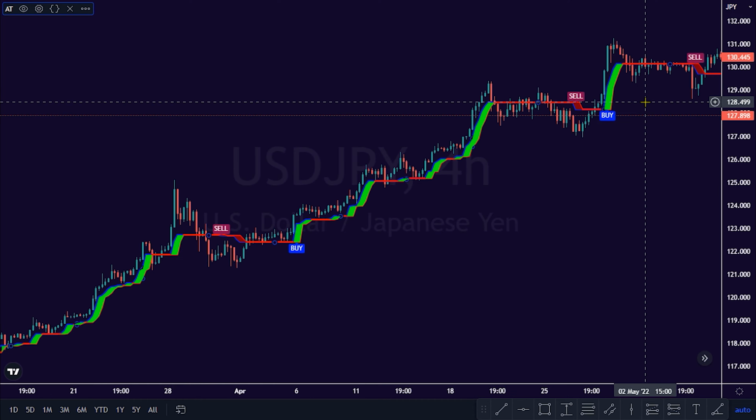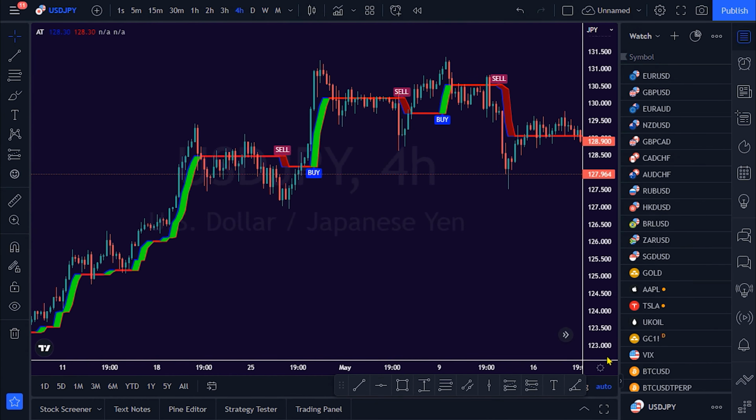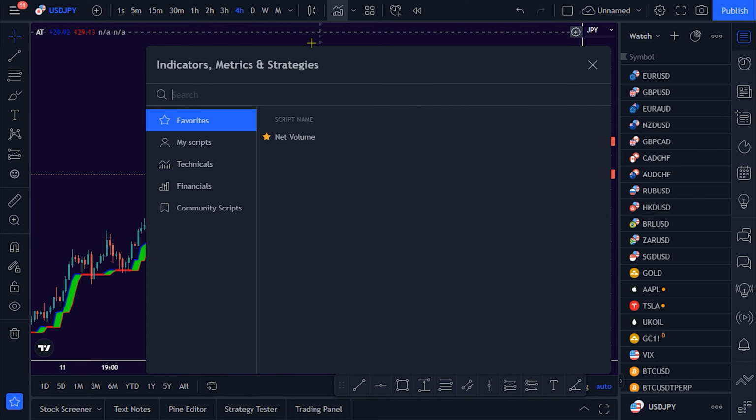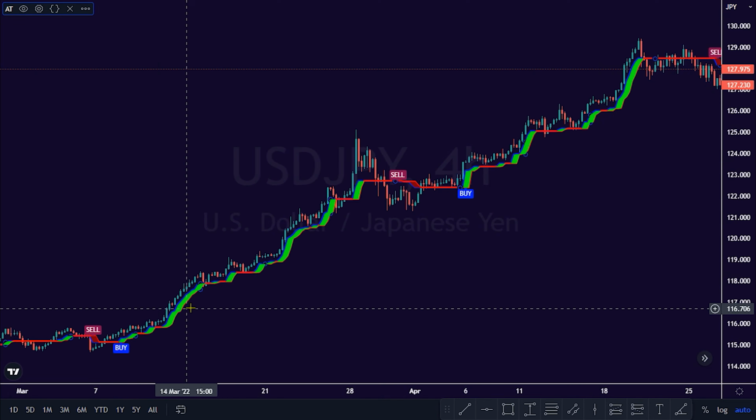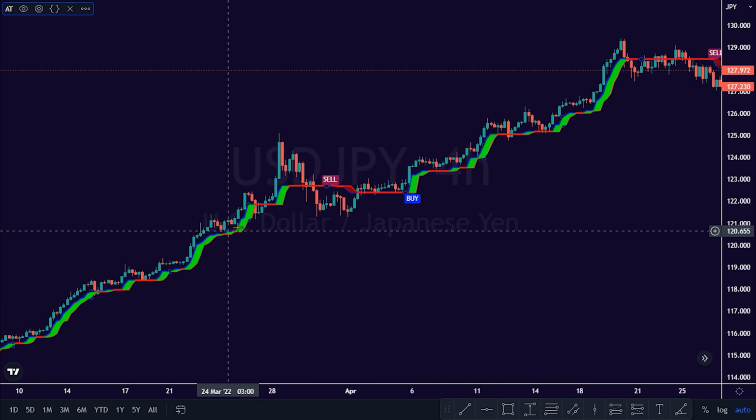To apply this trading indicator on the trading chart, navigate to the Indicator folder here. Search the keyword AlphaTrend. Here are the lists of available AlphaTrend indicators. Select the version by Kivanch Ozbiligic. As we can see, here is the trading indicator.